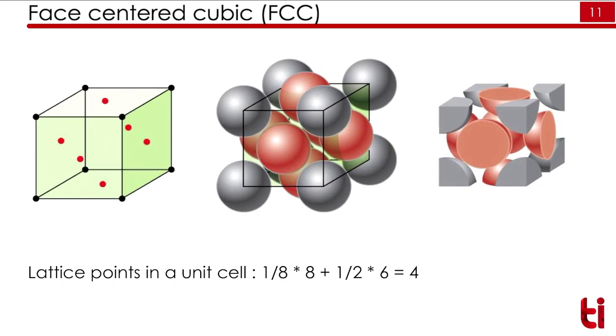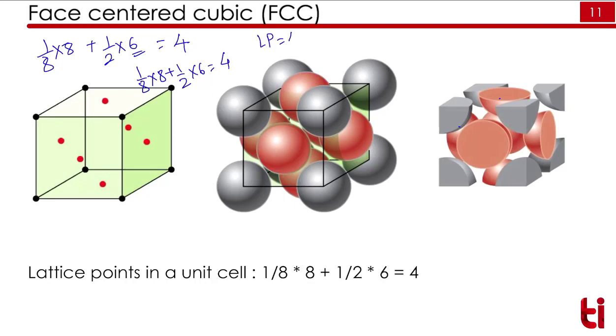So in FCC there are 4 lattice points, that is 1/8 into 8 plus half into 6. Half into 6 because we have 6 faces here. This comes to 4. So we have 4 lattice points. Now we'll find out how many atoms there are. We have the same number of atoms, 1/8 into 8 plus half into 6 is equal to 4.